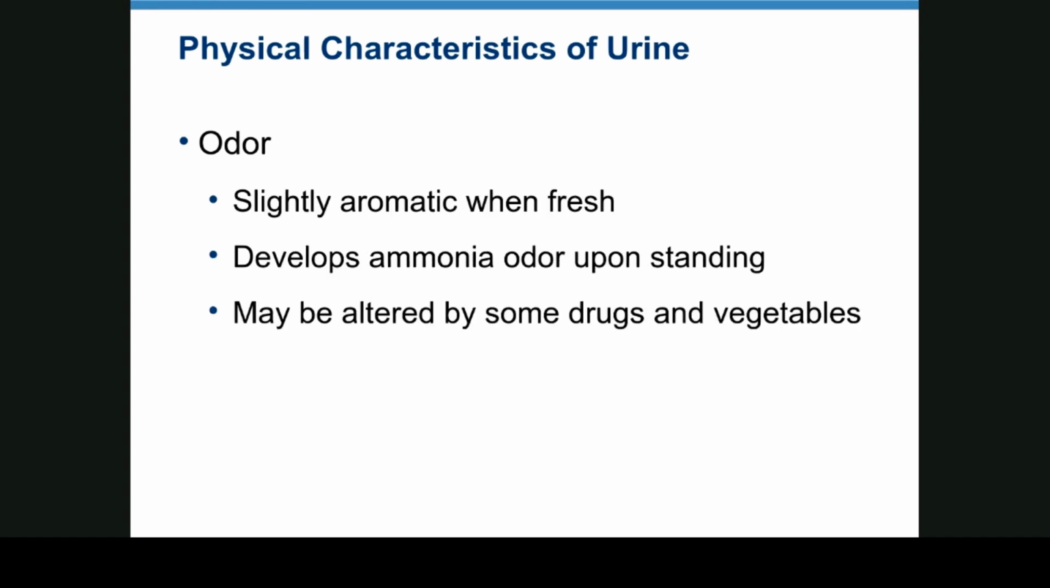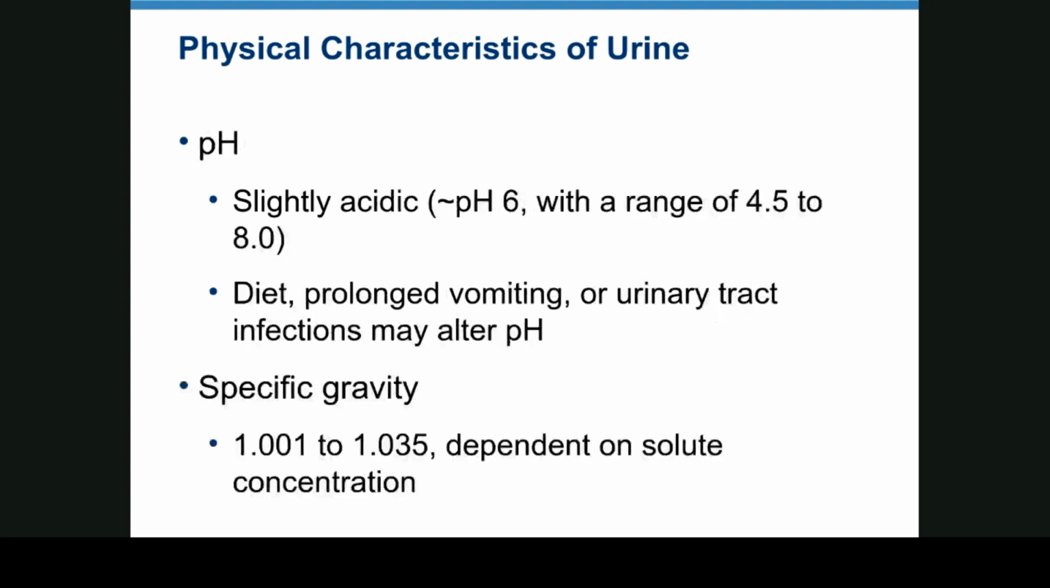Okay, odor: slightly aromatic when fresh. Develops ammonia upon standing, so if you don't flush, everyone's going to know it. May be altered by some drugs and by vegetables. If you like asparagus, I'll leave it at that. The pH, slightly acidic, about 6. It can range from 4.5 to 8. Different things can alter the pH.